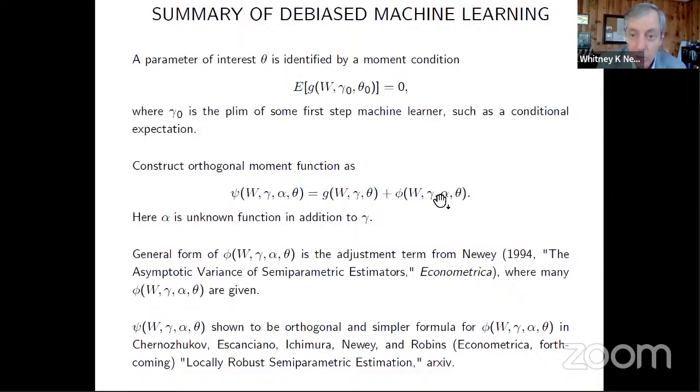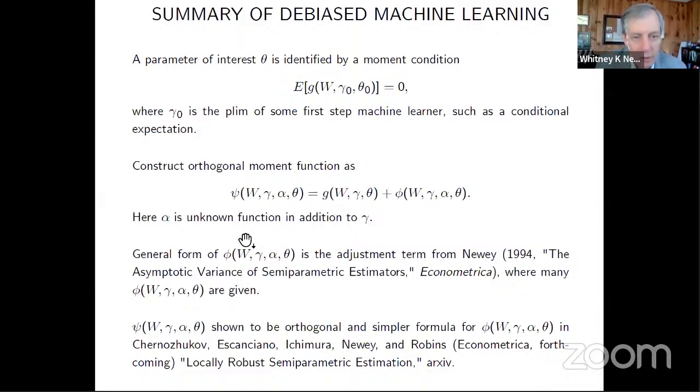Now, there is another thing that shows up when you add this, always, in all the cases we know of, except one or two, maybe. There's another function that shows up, but that's the cost of debiasing. You also have to estimate this alpha. And in the last lecture, we're going to talk about how to do that in general, okay? Alpha is another unknown function in addition to the gamma. Okay, so what does this phi look like? Well, there is a general formula for it. You can characterize it in a way that allows you to figure out what it is.